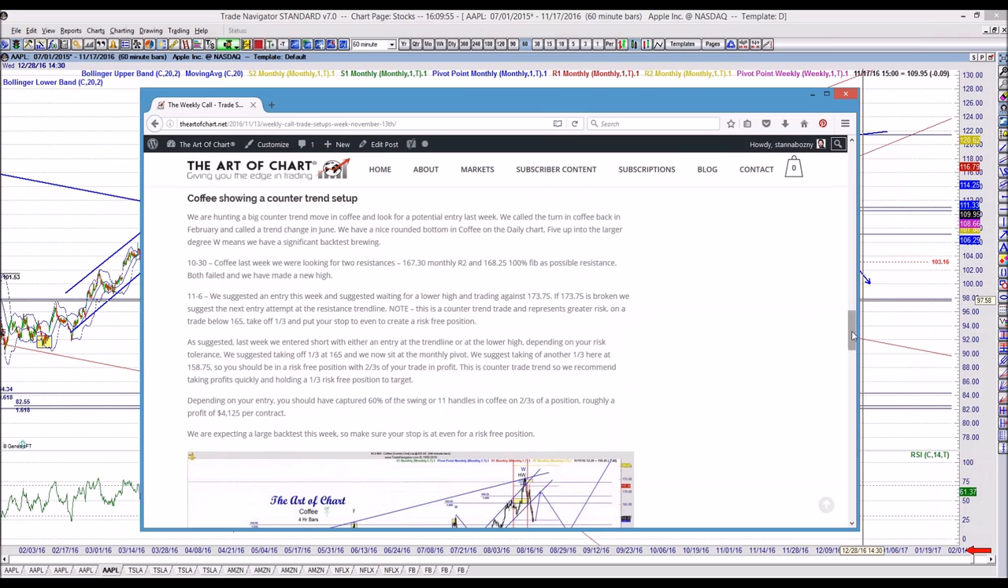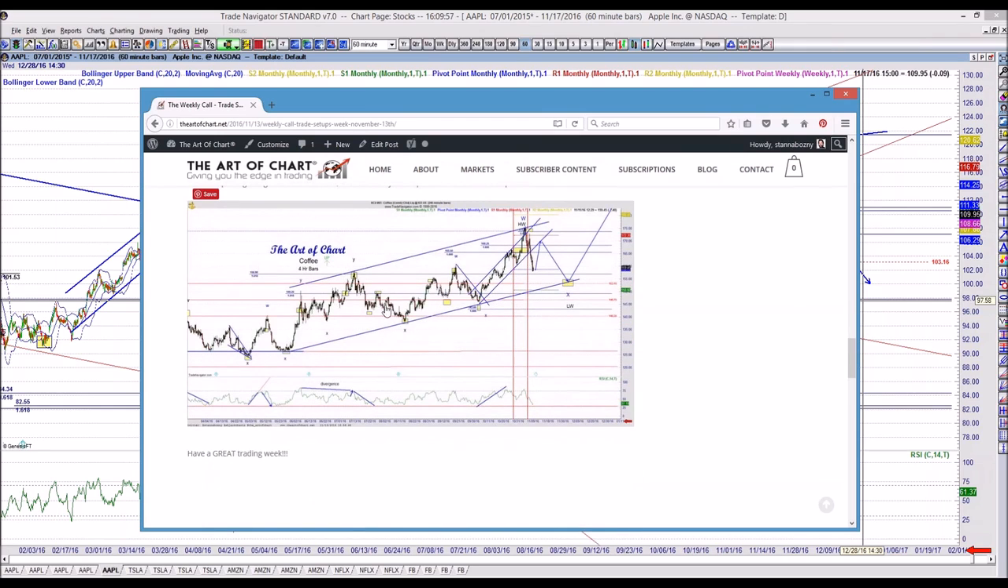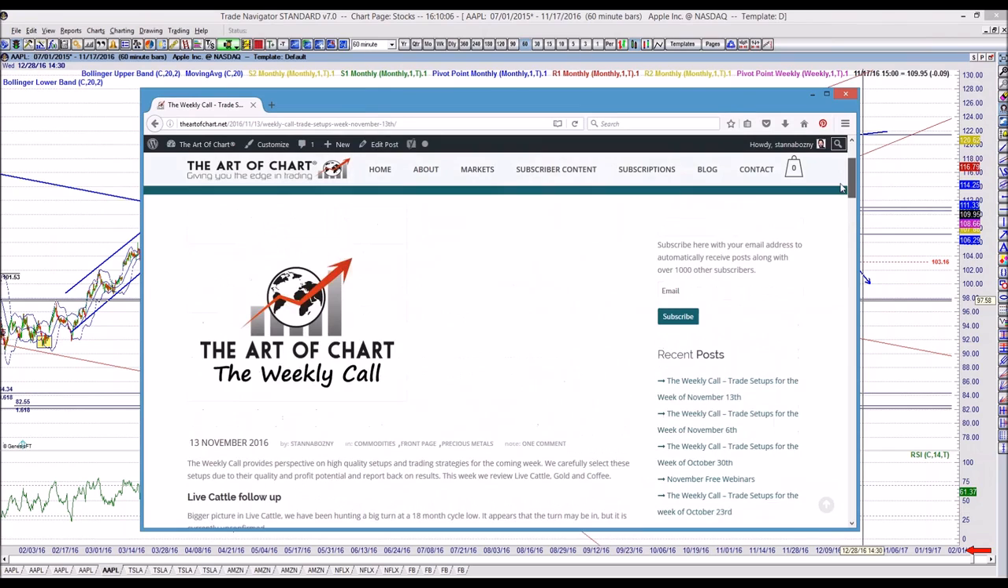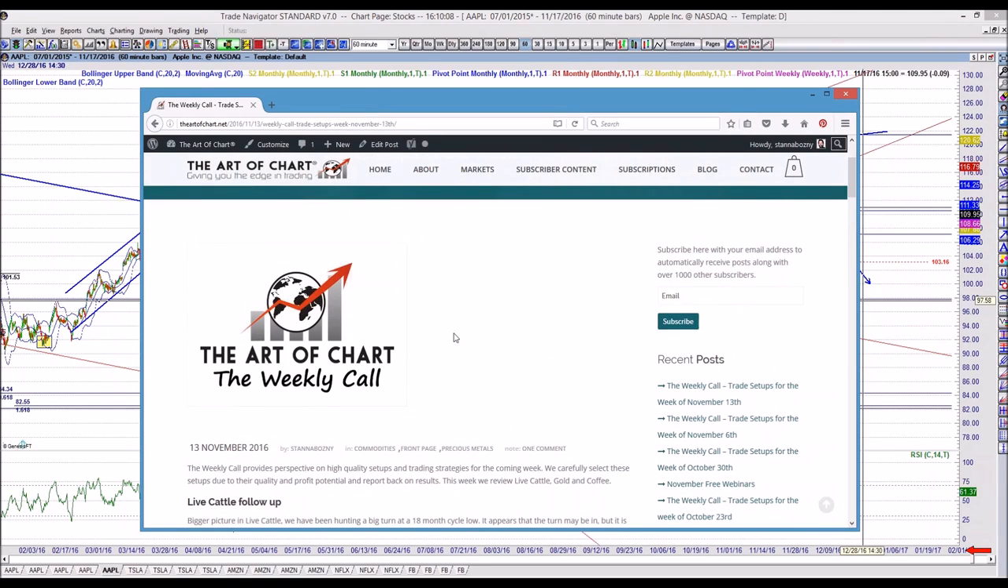And coffee was showing, and I'll show you coffee today, coffee was showing a great counter trend move from up here, and look where we are. We've hit that one pretty darn well. So the cream of the crop is typically here on this page. I posted it here so people can see what we're up to.